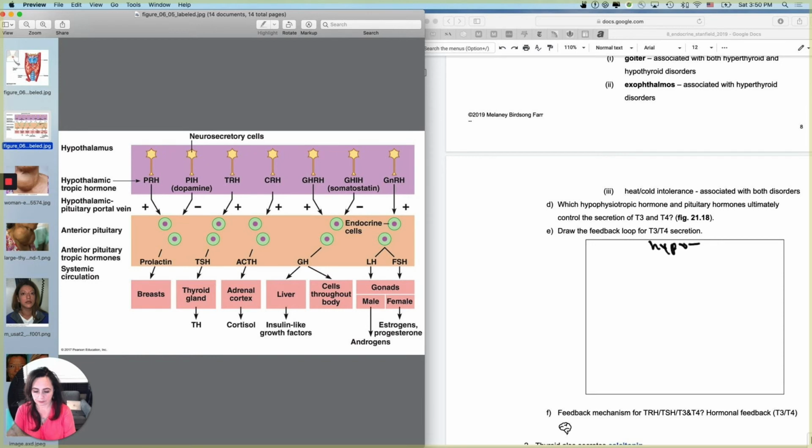The hypothalamus is really involved in a lot of this stuff. Hold on, I'm having trouble here. Ugh, sorry, this pad is... Okay.